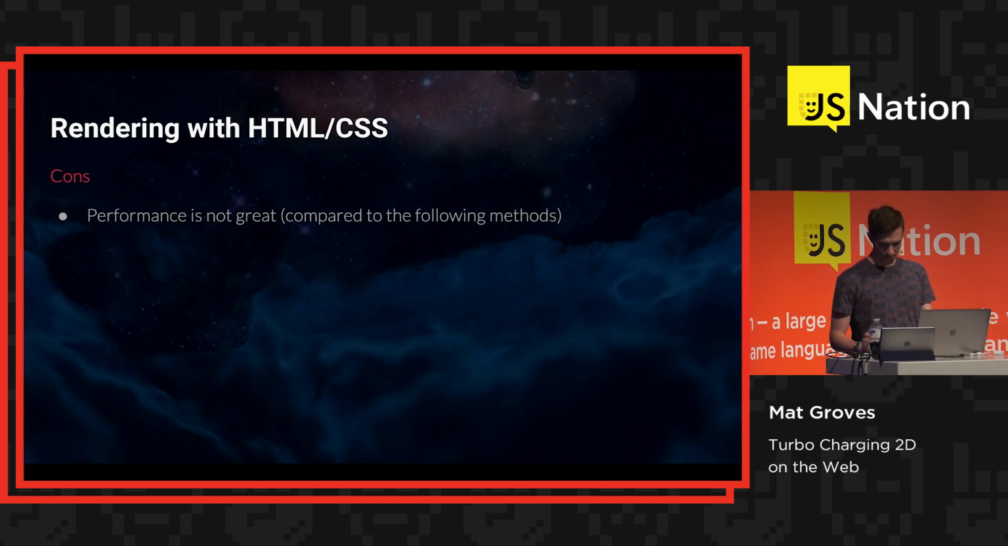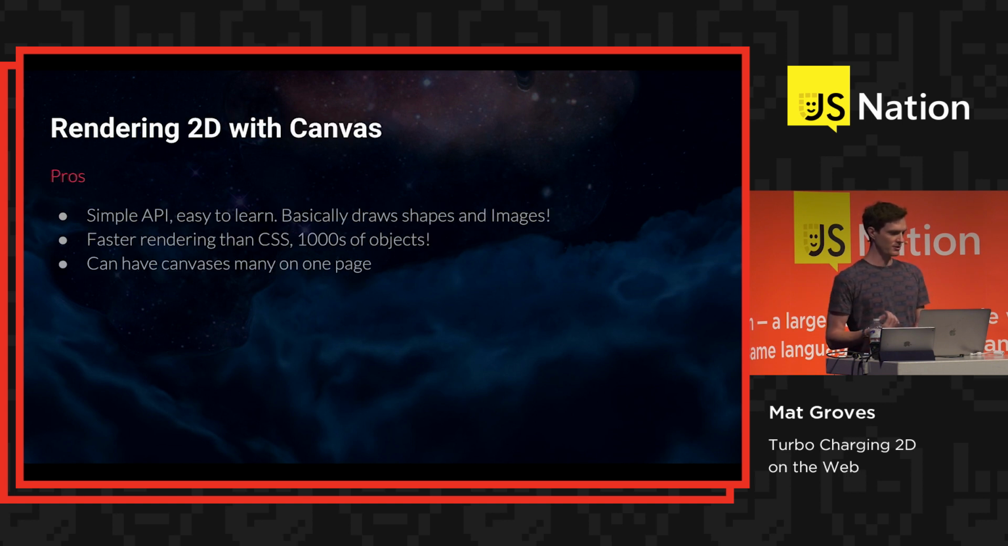The downside of HTML, in comparison to the other things, is that performance isn't quite as good as the other 2 methods. So the second method is rendering 2D with Canvas. For those who don't know what it is, essentially you get given a big bitmap, and you can draw things to that bitmap. It's got a really simple API, it's really easy to learn. You just say, draw an image here, draw a shape here, and it's really nice, really clean, really easy to pick up. And it's also much faster at rendering than CSS, so you can get thousands of objects rendering on Canvas, which is great.